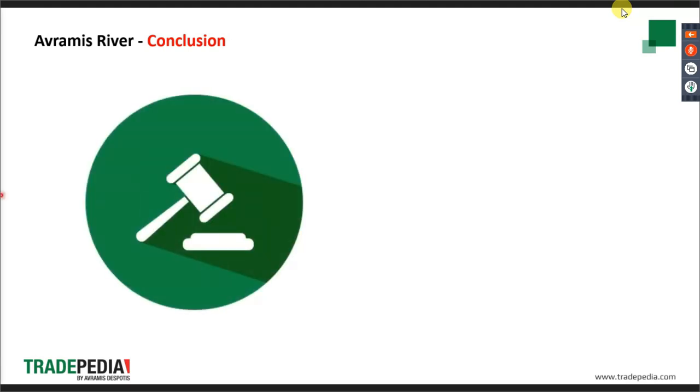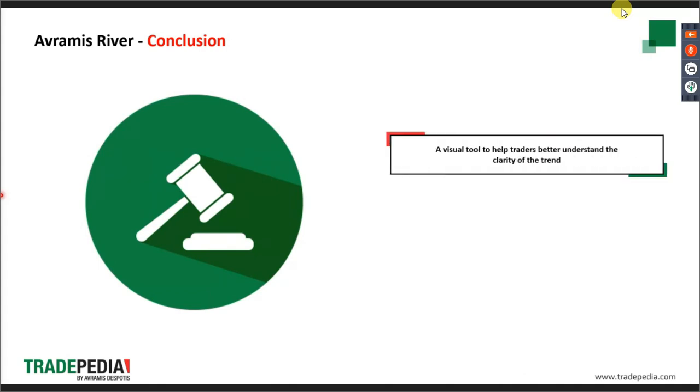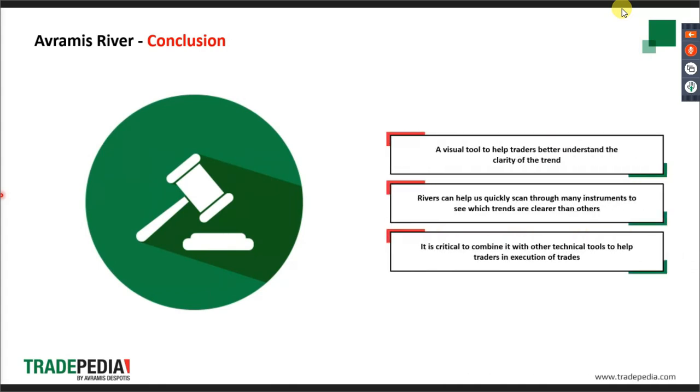So lastly, for conclusion, Avramis river is to be used as a visual tool to help traders better understand the clarity of the trend. So using the river, we can quickly scan through many instruments in order for us to see which trend is clearer than others. So it is critical to combine it with other technical tools to help traders in execution of trades. So now let's go into our charts.